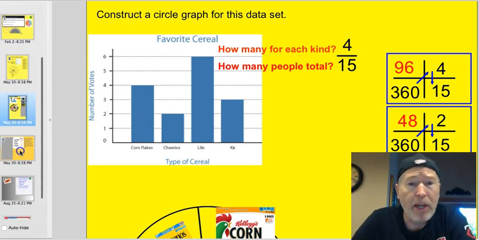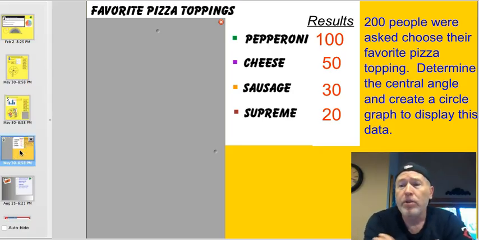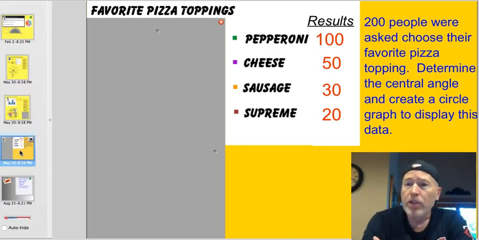All right, you've been very patient. Go ahead and try this one right here. Your one pause problem: 200 people were asked to choose their favorite pizza topping. Determine the central angle, and create a circle graph to display this data. Go ahead, pause it.